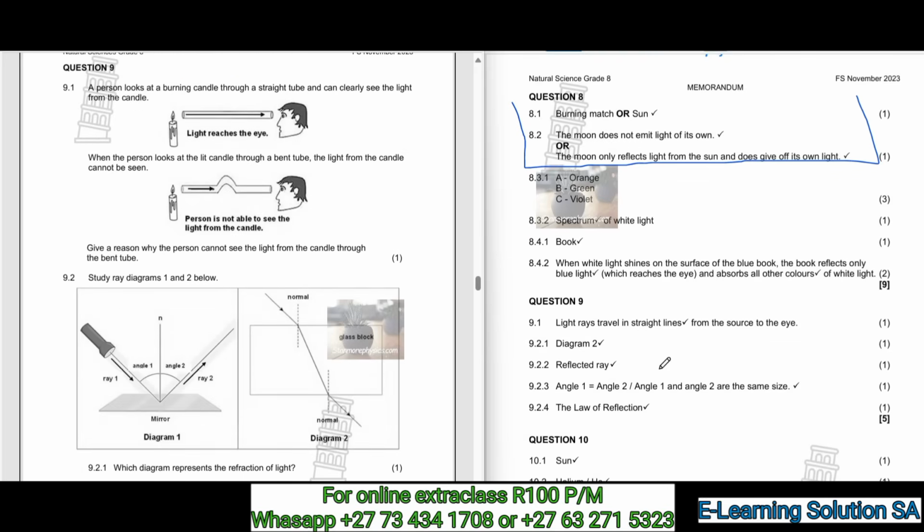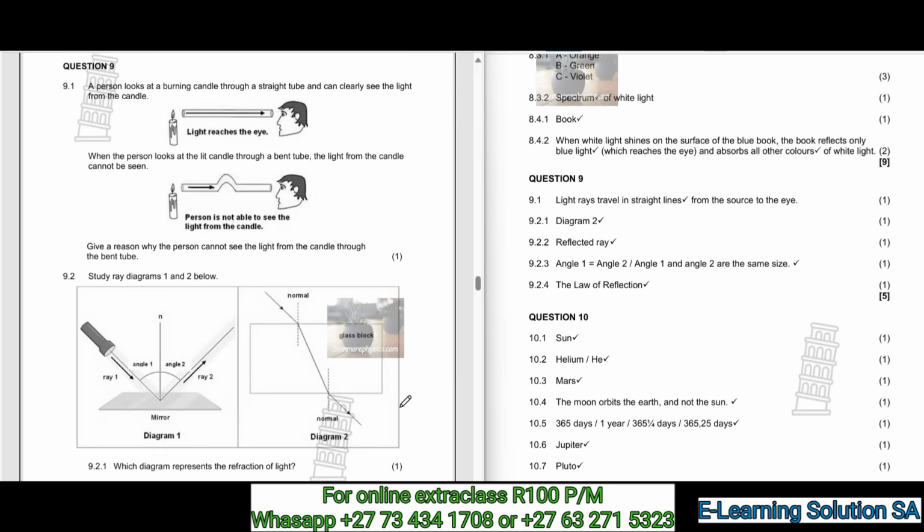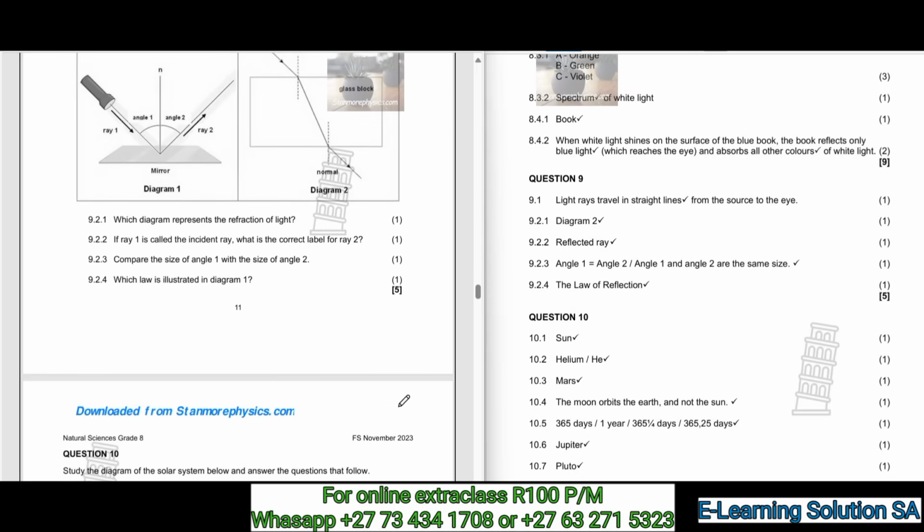So moving to question 9, you pause, you read everything in question 9, and you also check the memo at the other side. So 9.1, those are your questions and answers, and 9.2.1. Okay, pause, check everything. 9.2.2 up to 9.2.4, those are your questions and answers as well. It's allocated 5 marks, so please make sure that you are well prepared to be awarded full marks in this question.